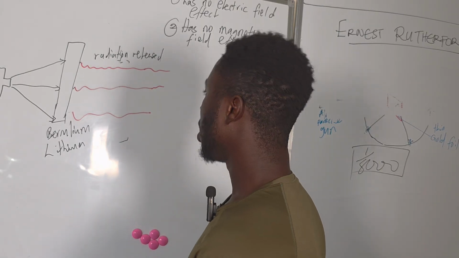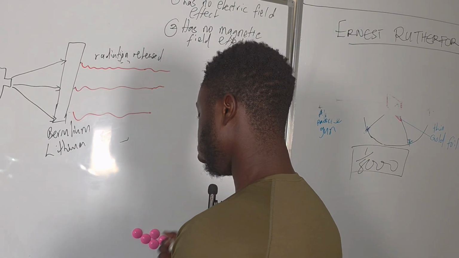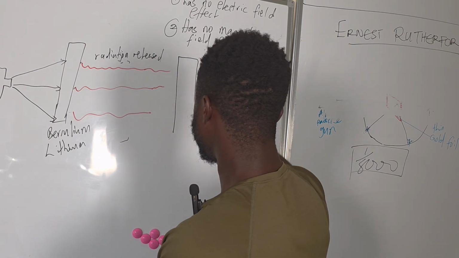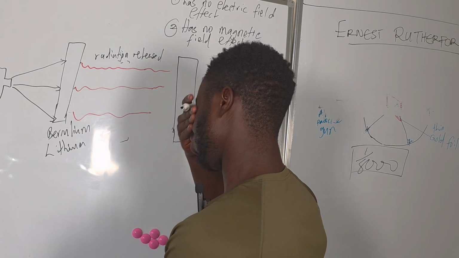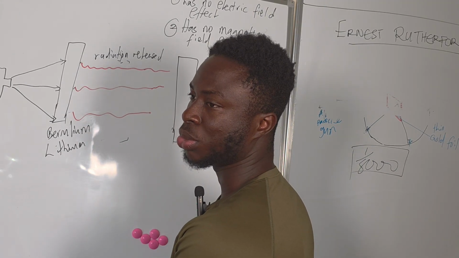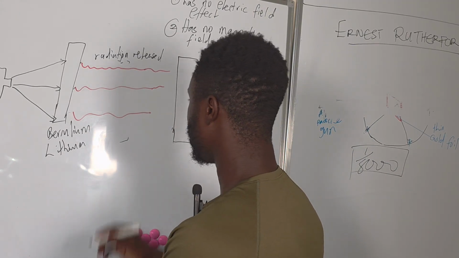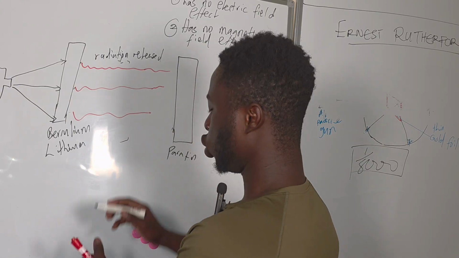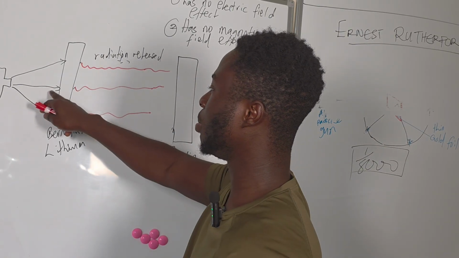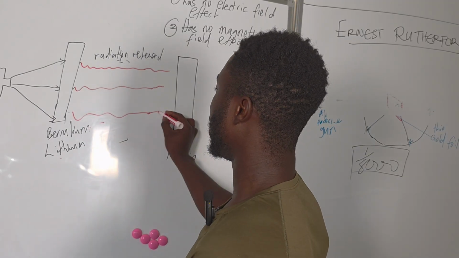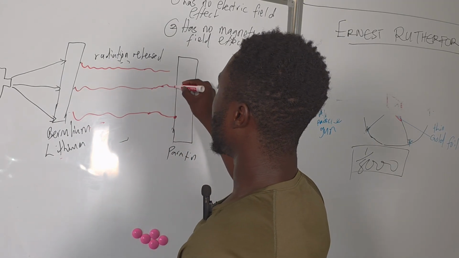But what James Chadwick decided to do is to put a paraffin over here. Now, a paraffin is a substance that is rich in protons, which is hydrogen atoms. It is very rich in protons. So he put paraffin here, and then he shot the radiation to the beryllium metal or the lithium metal, and then it will hit the paraffin.